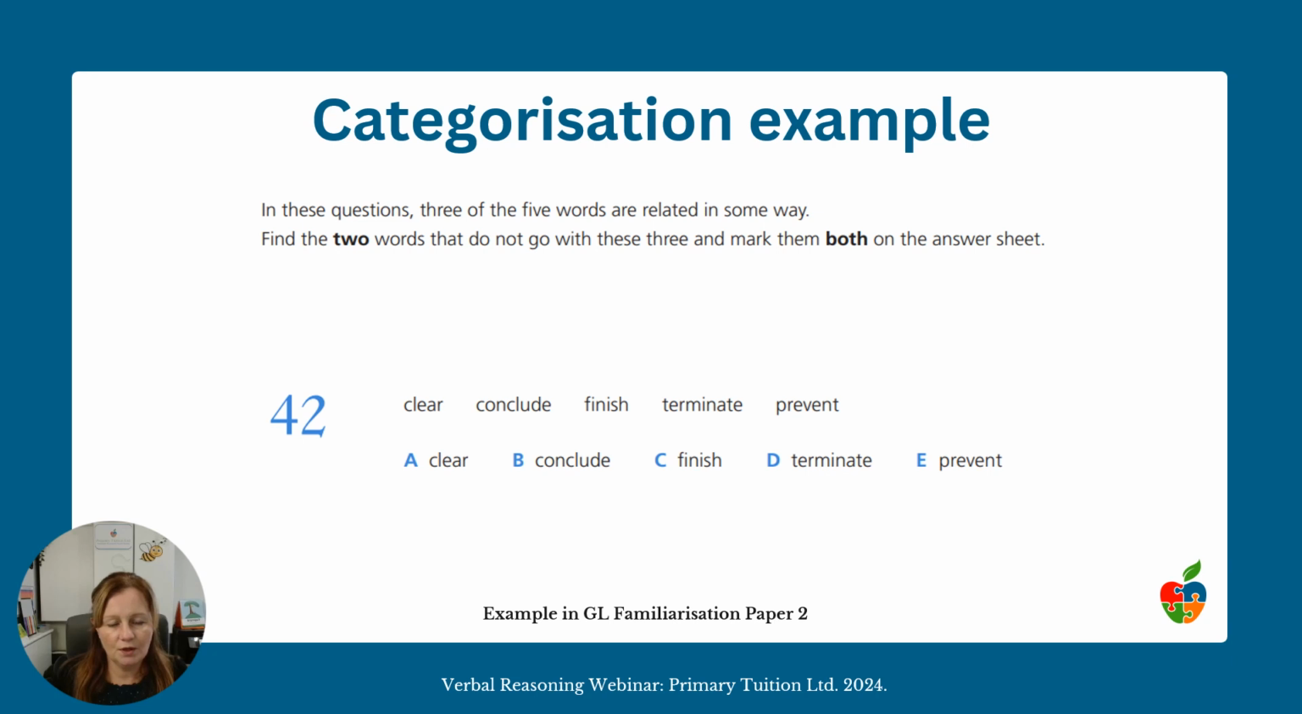So we're looking at the words that were given: clear, conclude, finish, terminate and prevent, and looking for 2 words that don't match the other 3 in that sentence. In this one, conclude, finish and terminate are all related. It all means that something's coming to an end. So the odd ones out in this sentence are clear and prevent.